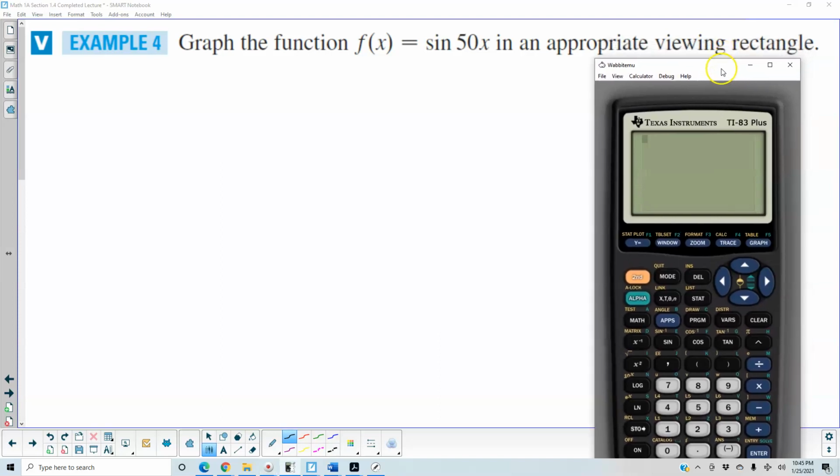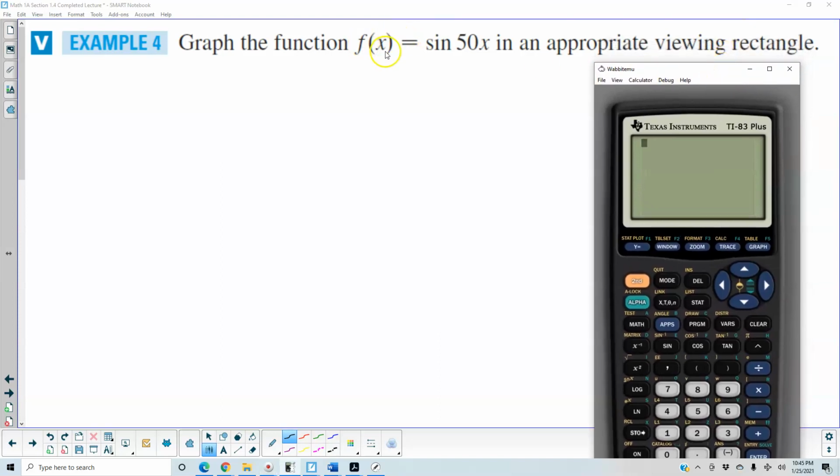In example 4, it says graph the function f of x, which is equal to the sine of 50x in an appropriate viewing rectangle. So let's go ahead and do that. I'm going to press the y equals button on our TI-83 calculator. We're going to put in the sine of 50x.